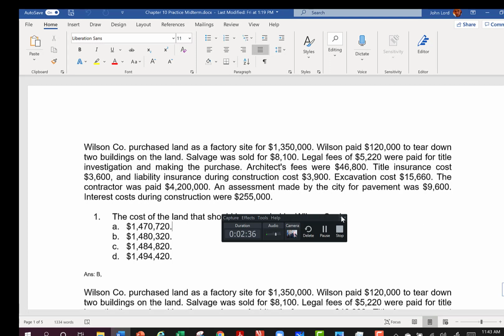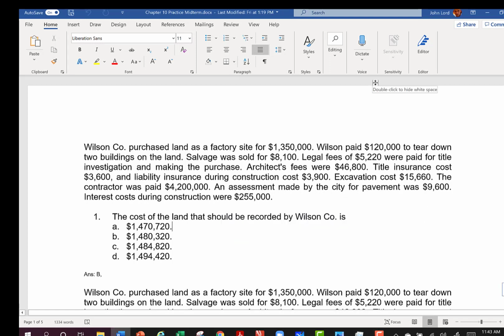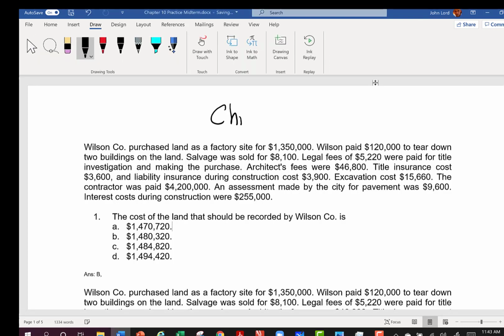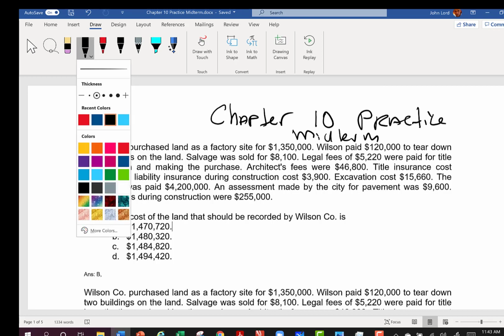Okay, good. So let's just go ahead and take a look at these questions from Chapter 10. Okay, so this is the Chapter 10 practice midterm. Okay, we're going to go through, I guess there's about 15 questions here that we'll go through together. Again, this is your best way to prepare for your midterms.